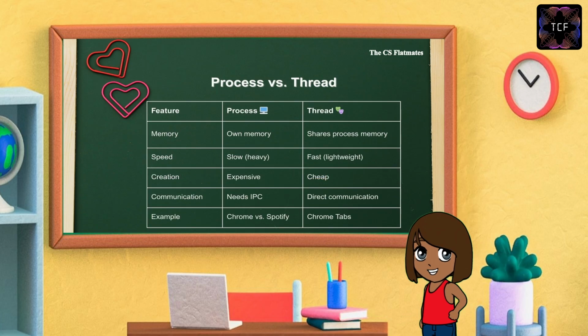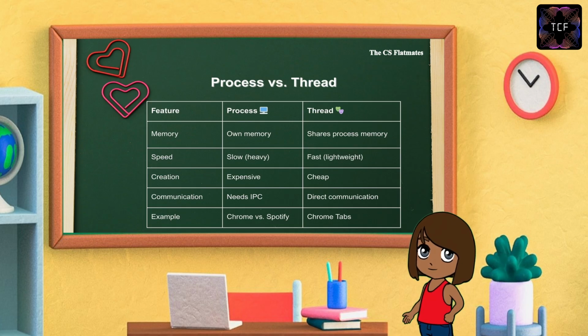What is the difference between process and thread? Process, an independent execution unit. Thread, a smaller unit inside a process. Process has its own memory space. Thread shares memory with other threads. Process requires inter-process communication, IPC. Threads can communicate easily since they share memory.